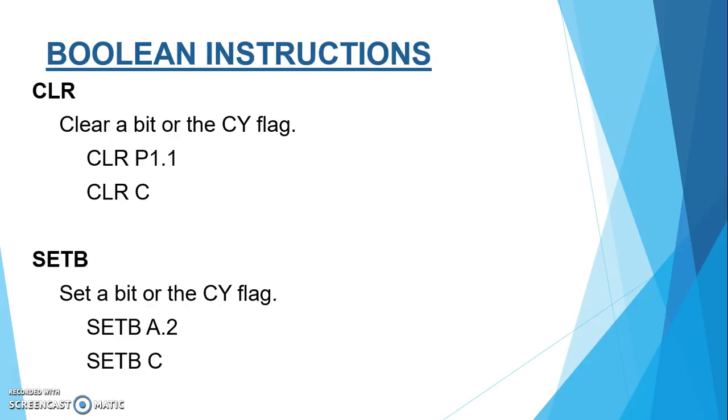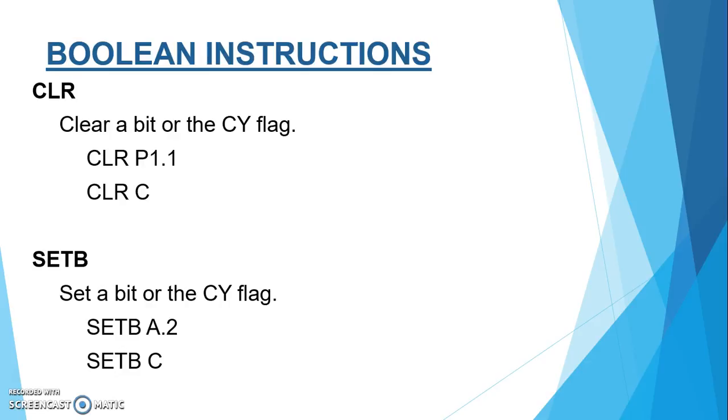As I told you, CLR is clear. Whenever you want any single bit to be set as 0, you can write CLR and the bit number. Let us say I write CLR P1.1, where P1.1 is the bit that I want to reset. When I execute CLR P1.1, the pin P1.1 goes to 0. Similarly, if I write CLR C, where C stands for carry flag, the carry flag is reset to 0.